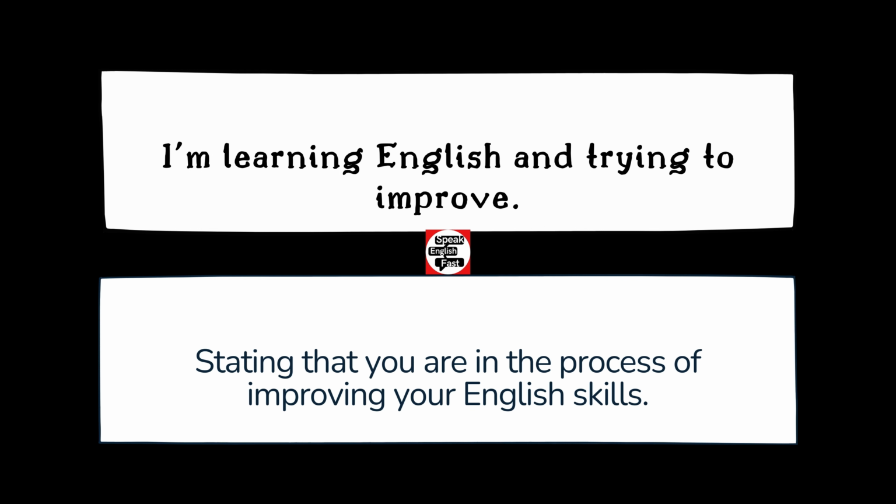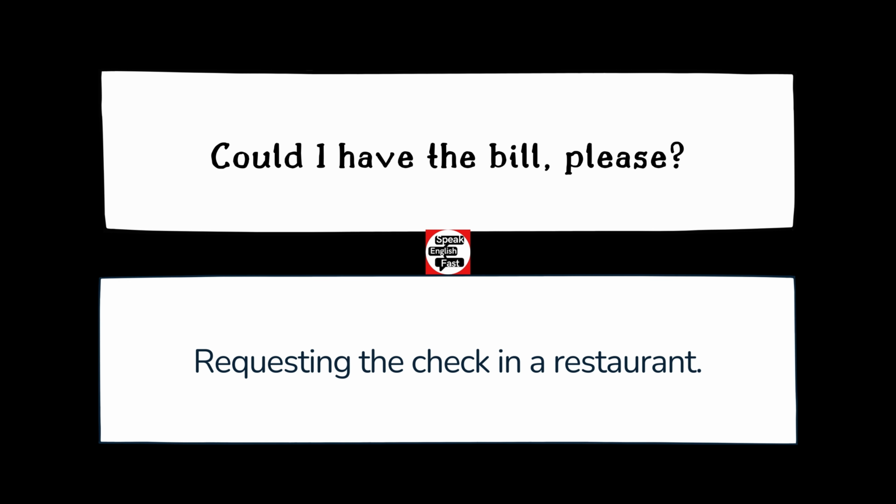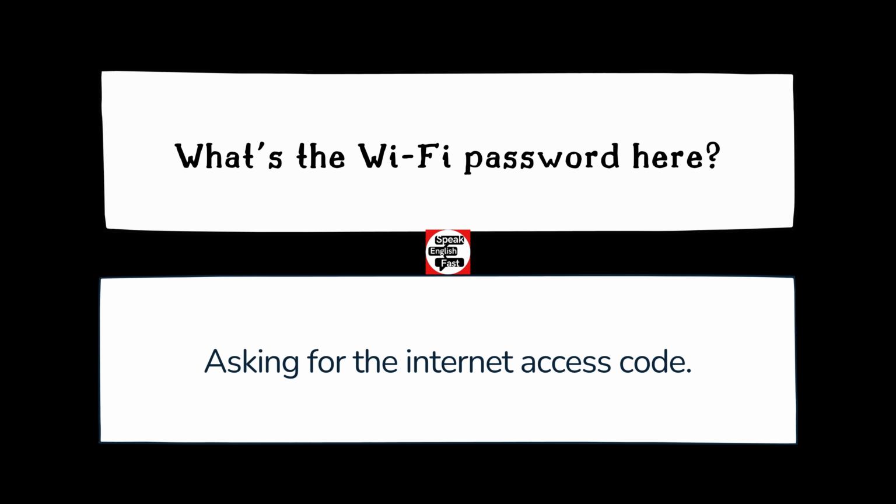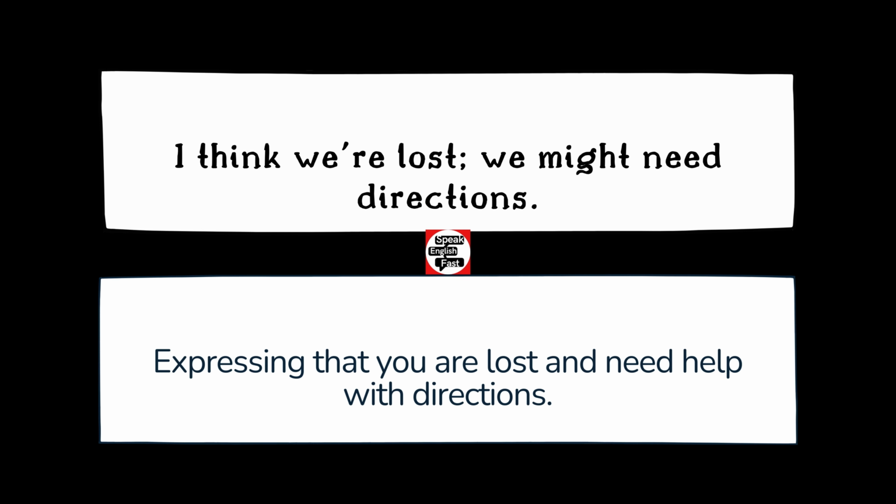I'm learning English and trying to improve. I'm learning English and trying to improve. Could I have the bill, please? Could I have the bill, please? What's the Wi-Fi password here? What's the Wi-Fi password here? I think we're lost. We might need directions. I think we're lost. We might need directions.